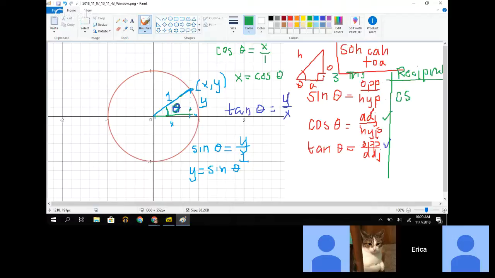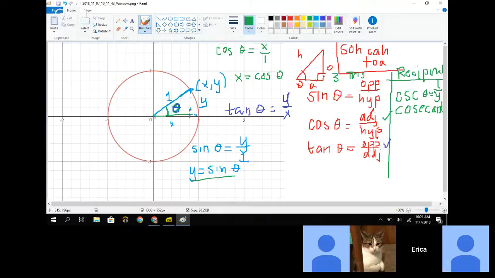The CSC stands for cosecant. Starting to spell it right. C-O-S-E-C-A-N-T. Okay. So the cosecant of theta is basically 1 over the sine. All right. And so we said down here that the sine of theta is y, so the cosecant is 1 over y because it's the reciprocal.